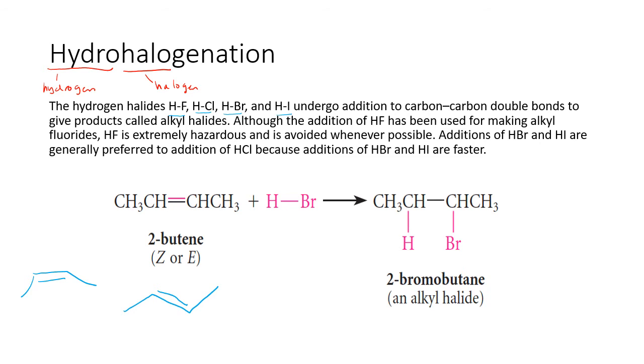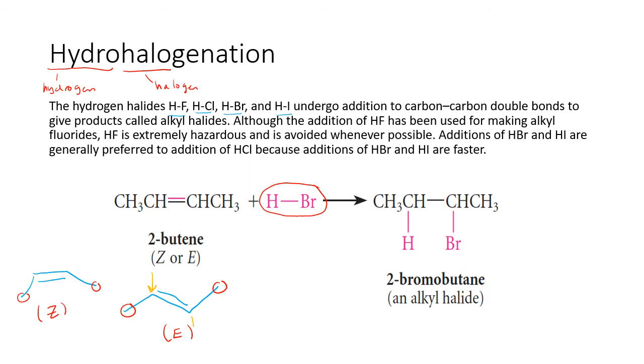The one on the left we know is Z. The groups, the high priority groups, are on Z, same side. The alkene on the right that I drew, that would be our E stereoisomer, where the high priority groups are on opposite sides. So either way, whether we're looking at the Z or E stereoisomer of 2-butene, let's imagine what our product would be if we added HBr across the double bond. So on one side, we're going to add a hydrogen. So attached to this carbon, maybe we add our hydrogen.